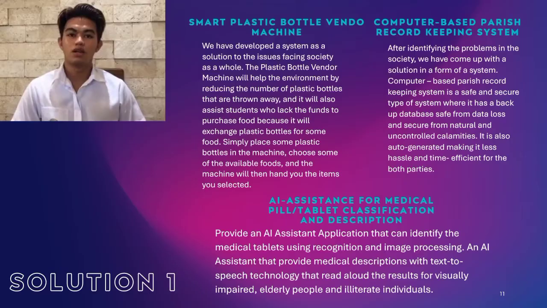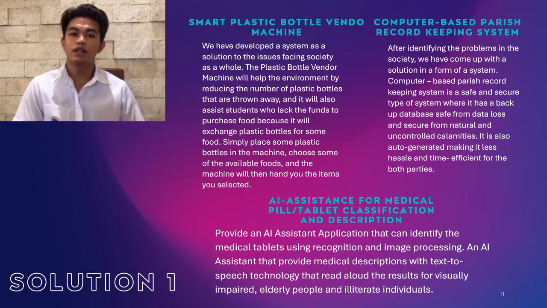Solution to the problems. We have developed a system as a solution to the issues facing society as a whole. The plastic bottle vending machine will help the environment by reducing the number of plastic bottles that are thrown away, and it also assists those who lack the funds to purchase food because it will exchange plastic bottles for some food. Simply place some plastic bottles in the machine, choose some of the available food, and the machine will then hand you the item you selected.